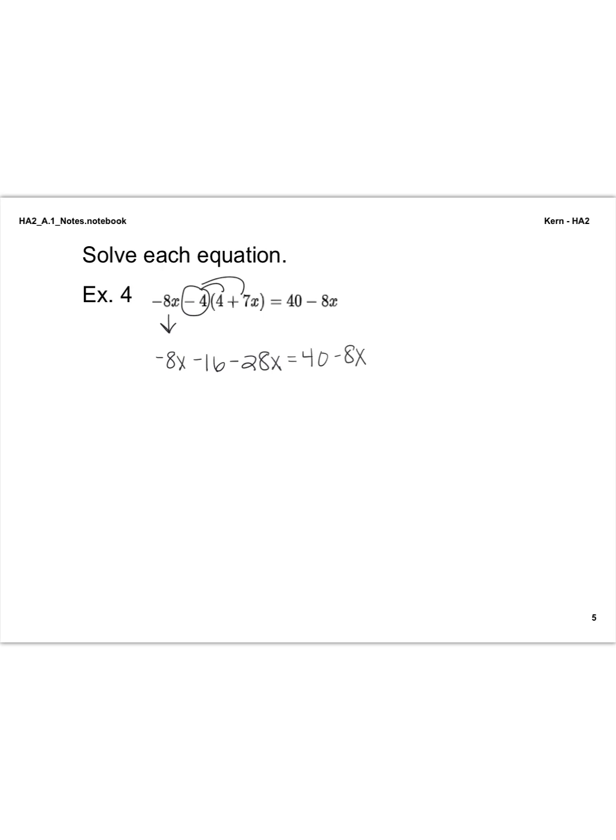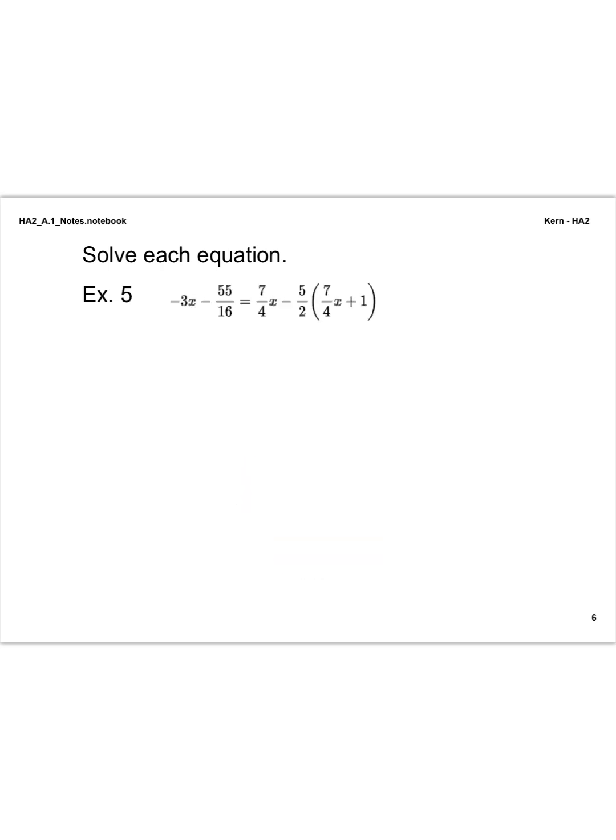Now I'm going to combine my like terms. So negative 8 and negative 28 gives me negative 36x. And then I want variables on one side and constants on the other. So I'm going to move the 36x over here, and I'm going to move the 40 over here. So that's negative 56 equals 28x. We're going to divide both sides by 28. And 56 is divisible by 28, so we get negative 2.